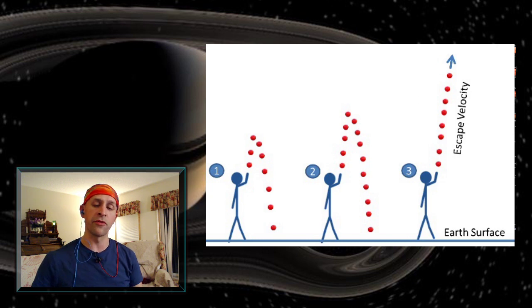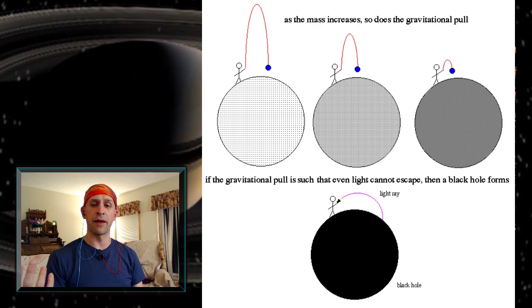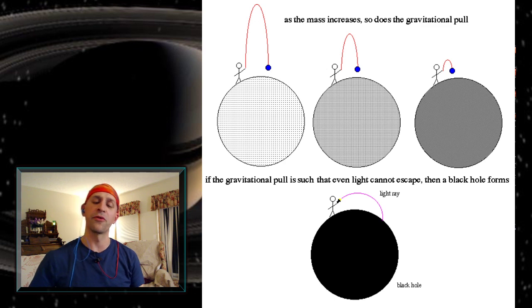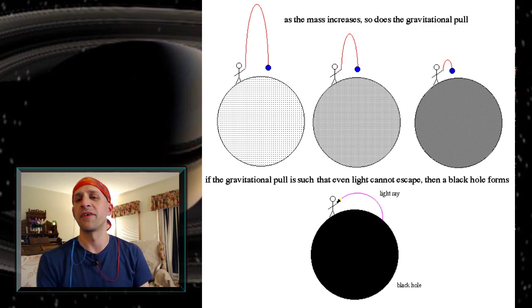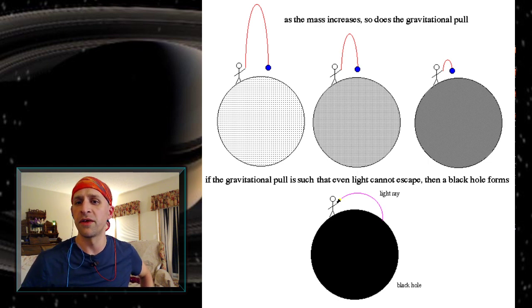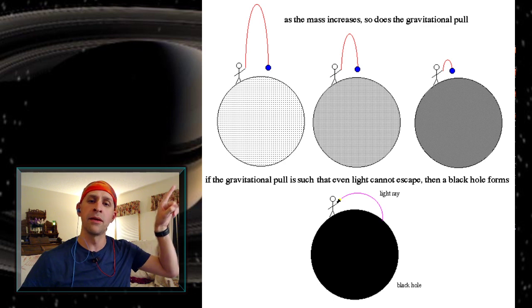and so it does have a little bit of physical form. Technically, the same thing can happen to light. So when you have this diagram, which is really fun to see, I should have used a different one, but this one's okay. What does it say here? As the mass increases, so does the gravitational pull. If the gravitational pull is such that even light can't hit an escape velocity to break away, then a black hole is formed.